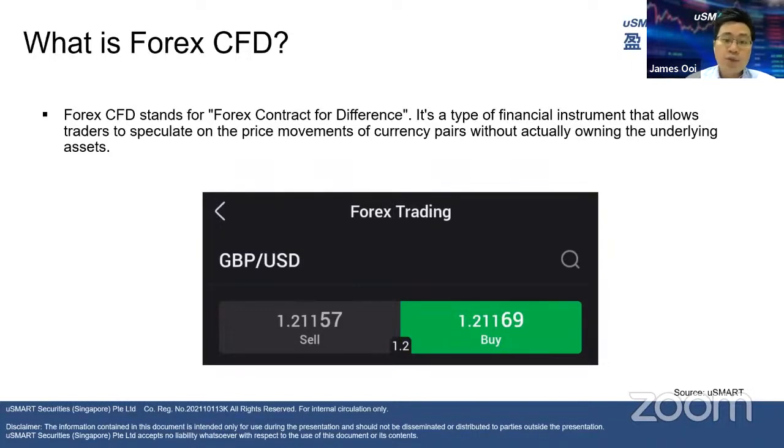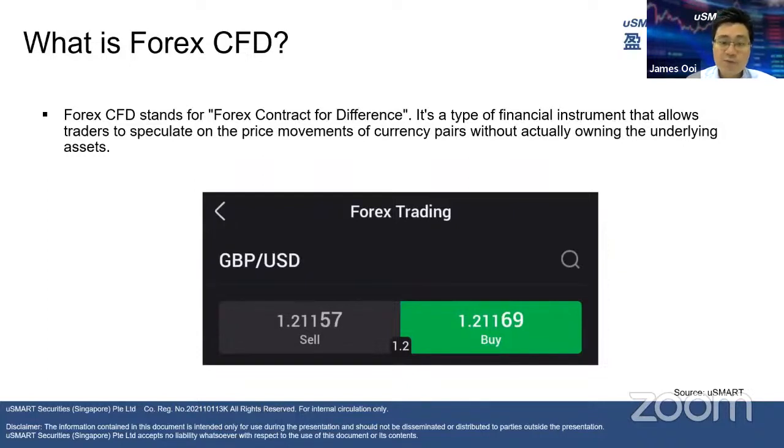To put it simply, when you trade on Forex CFD, you are making predictions about whether the value of one currency will rise or fall against another currency. You enter into a contract with a broker like us to buy or sell a certain amount of currency at a specific price. If the price moves in your favor, you stand to make a profit from the difference between the purchase and the selling price.